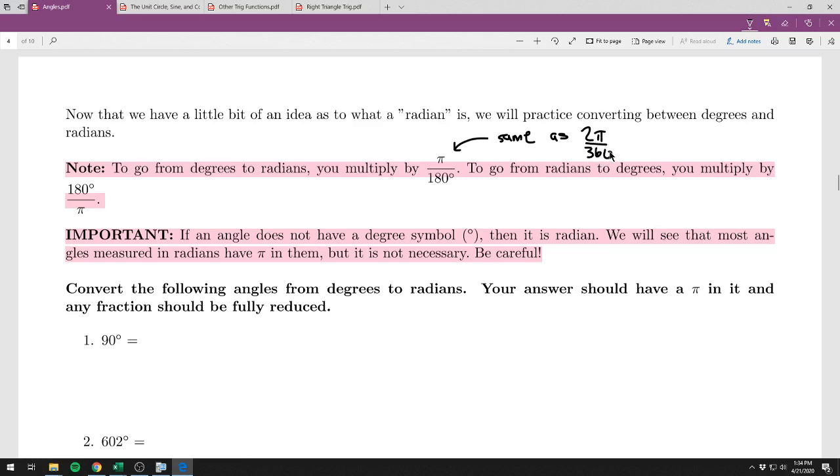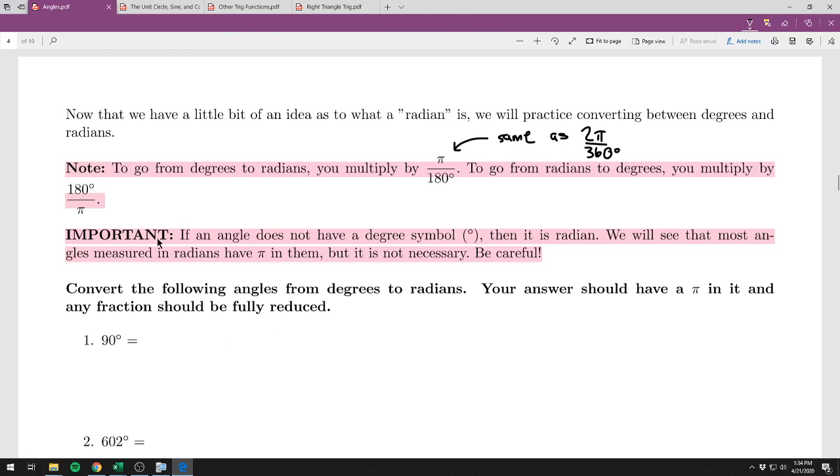But one thing I will constantly encourage you to do is, when you're dealing with degrees, you need to write that degree symbol. And you'll actually see when we do the problems, it helps a lot. All right, so to go from degrees to radians, we multiply by pi over 180. To go from radians to degrees, you just flip it to the reciprocal. You multiply by 180 over pi.